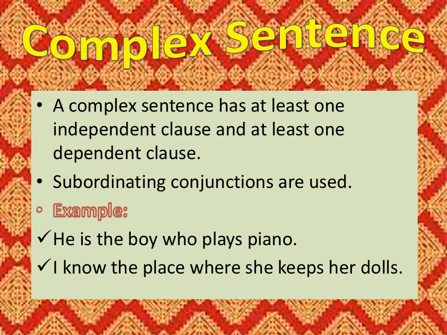Now let's discuss complex sentence. A complex sentence has at least one independent clause and at least one dependent clause. Subordinating conjunctions are used to combine these clauses. Some examples of subordinating conjunctions are as, because, unless, until, before, after, when, who, where, etc.